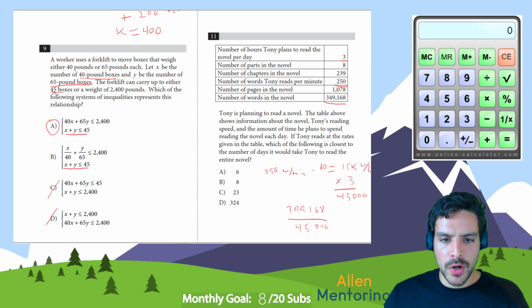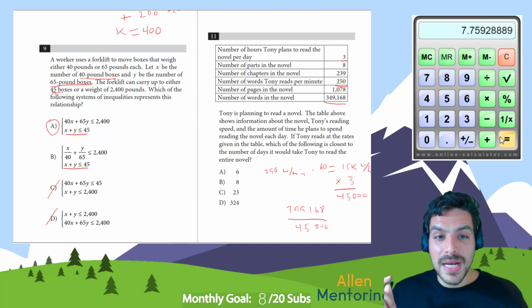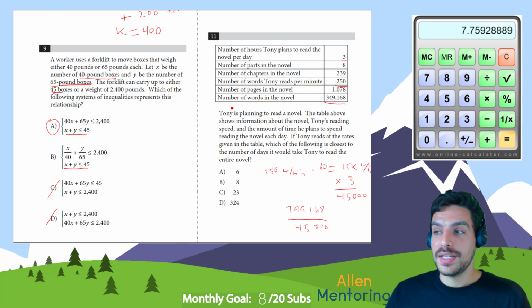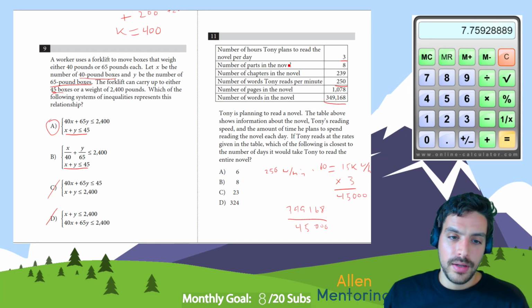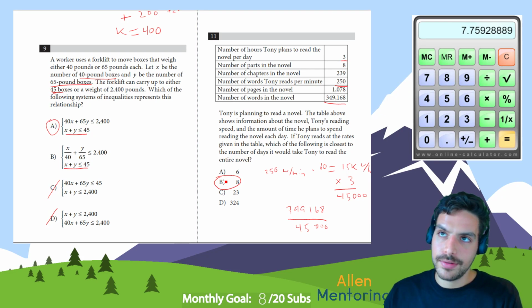Let's get my handy dandy notebook or calculator. 349,168 divided by 45,000. And so we see that it would take him a minimum of 7.76 days. But we're asking for whole days. So if it takes him 7 days and some, it'll have to take him 8 days total to read the novel. All right, or 8 whole days.